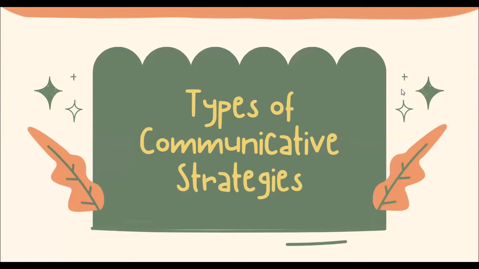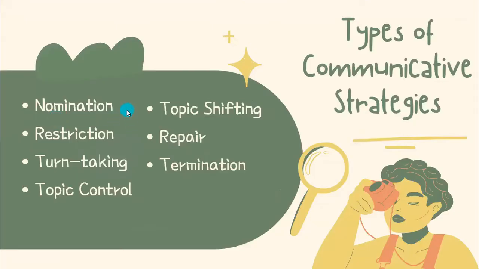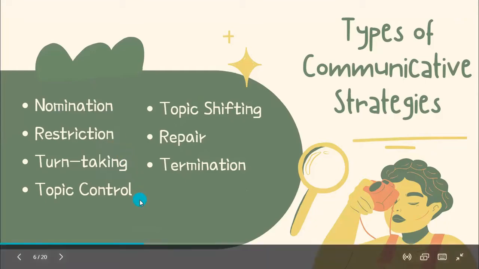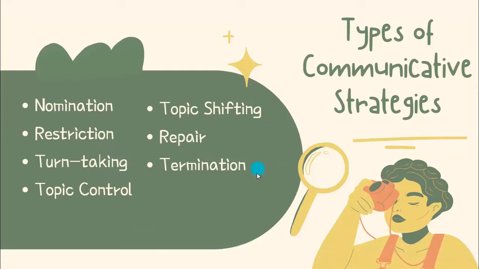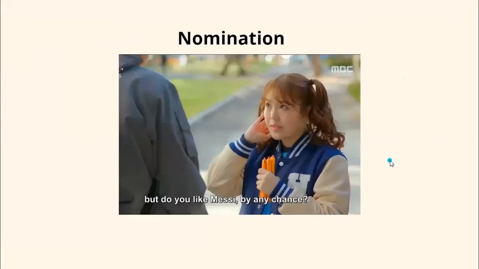Now, there are different types of communicative strategies. We have nomination, restriction, turn taking, topic control, topic shifting. Then we also have repair. Then we have the last one, termination. Now, let's discuss them one by one. First, we have nomination.